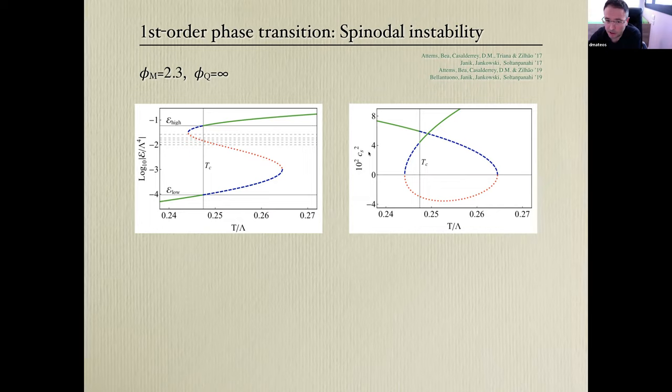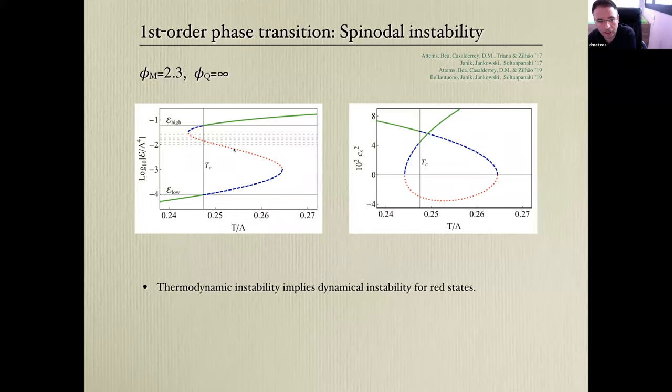And here what I'm plotting is the speed of sound squared, also as a function of temperature. So what you see is that on the green and blue branches, this is positive. The speed of sound is positive, but on the red branch, which is the thermodynamically unstable branch, the speed of sound squared is negative. What this means is that not only are these states thermodynamically unstable, but they are also dynamically unstable because the speed of sound squared is negative. So if you prepare your system in a homogeneous infinite state at one of these energy densities, and you perturb it slightly, there is a sound mode that will grow exponentially and take you away from the homogeneous state.